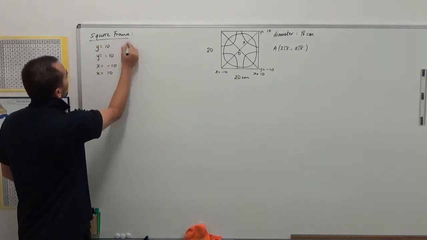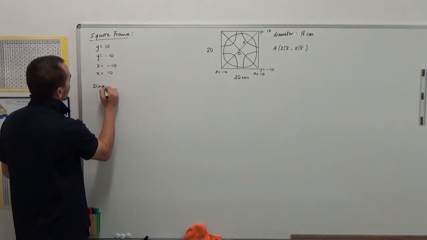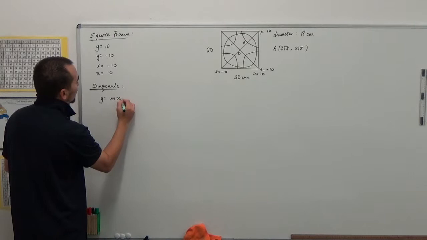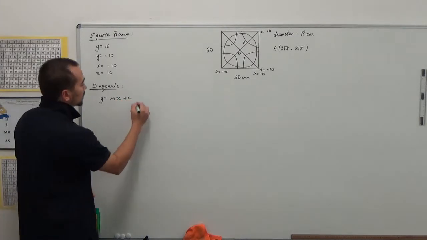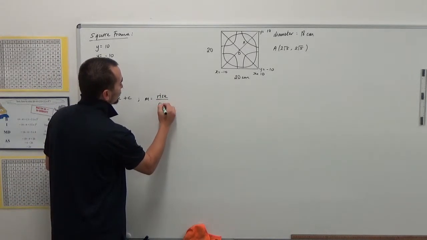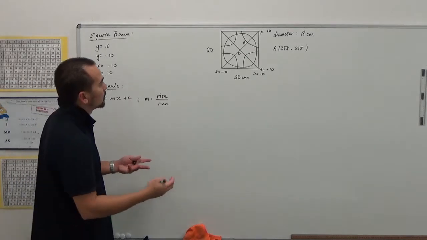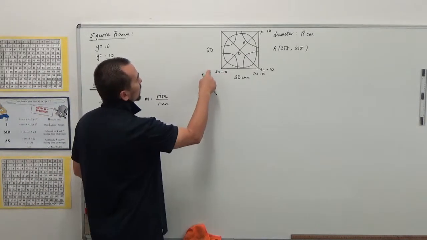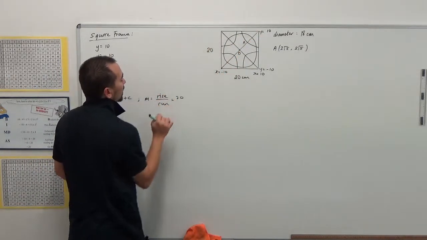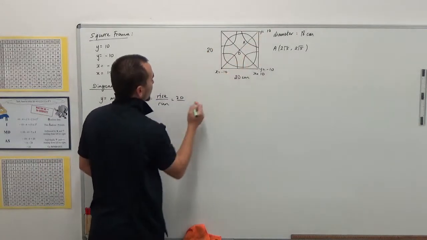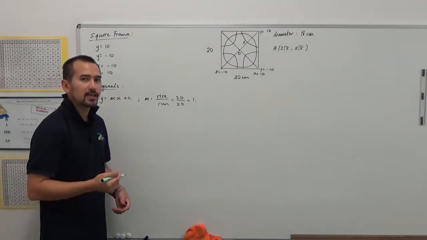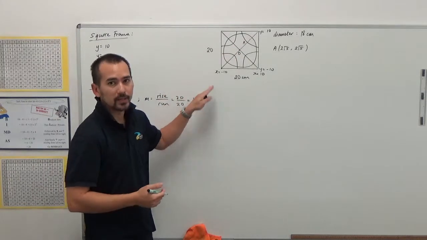Let's now do the diagonals. The formula for a straight line is y equals mx plus c, where m is the gradient, and the gradient is rise over run. And what's the rise and what's the run? Well, if we start at this bottom left corner and go up 20 and across 20, our rise would be 20, our run would be 20, which makes 1. And it makes sense that the gradient is 1 because this is a 45-degree angle.